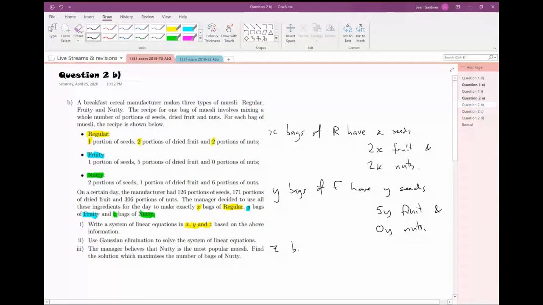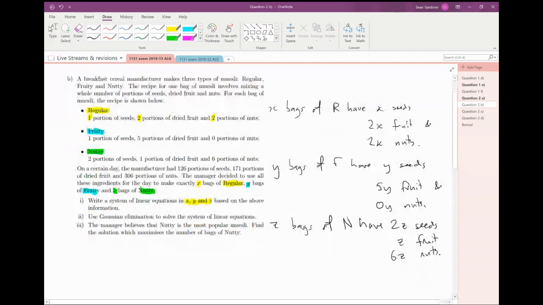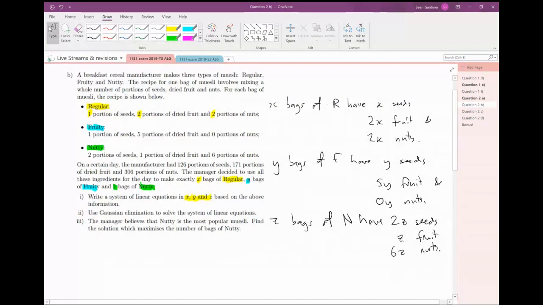If I have Z bags of the nutty thing, so N cereal, then I'm going to have 2Z lots of seeds. 1Z lots of fruit. And 6Z lots of nuts. Okay. So I've really just rewritten the information I already know, right? But I think by writing it out like that, it helped me understand a little bit better how the X, Y, and Zs map to the seeds, fruits, and nuts, right?